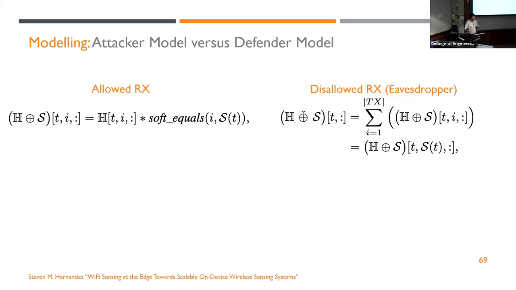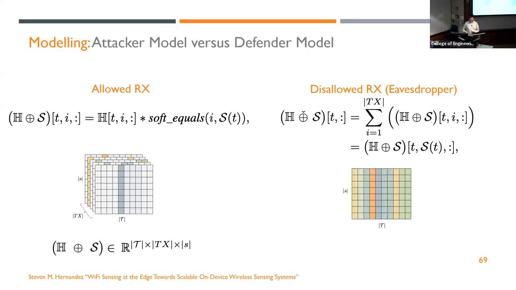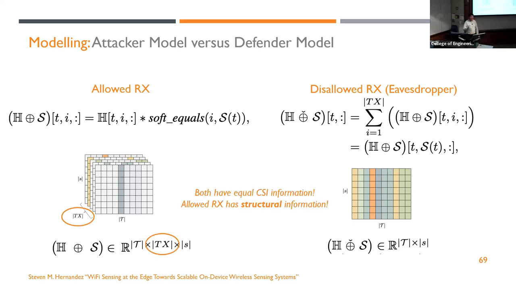So when we compare the allowed Rx and the disallowed Rx, the allowed Rx has that three-dimensional structure compared to the disallowed, which only has two dimensions. That extra dimension is which antenna was communicating at each time. So the question is, since both of them have the same amount of CSI data, can we use this extra structural information to better train a machine learning model to understand what activities are happening, compared to what would be achieved by an eavesdropper?